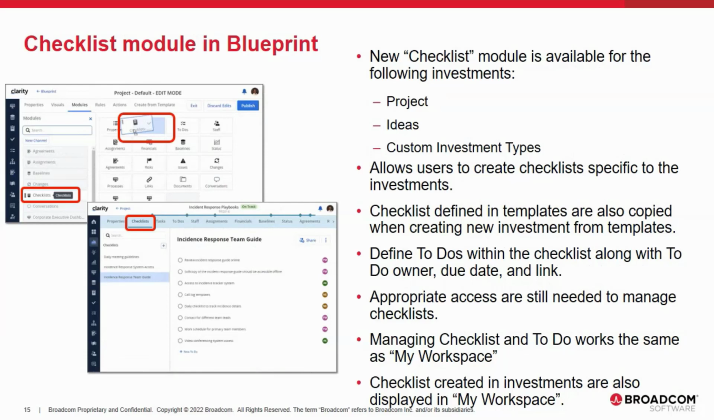Define to-dos within the checklist along with the to-do owner, due date, and link. So that functionality that we just saw in the checklist in My Workspace is also available with the checklist within the investment, which is the ability to define a to-do owner, the due date, and link. Managing the checklist and the to-do works the same as My Workspace, and the checklists created in the investments are also displayed under My Workspace.